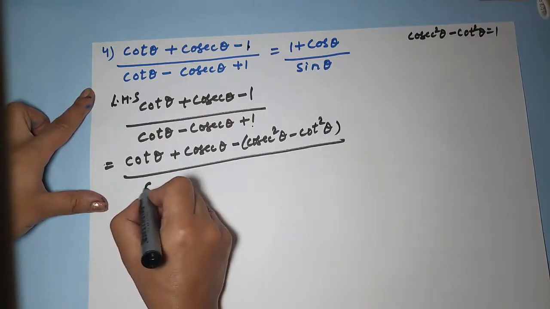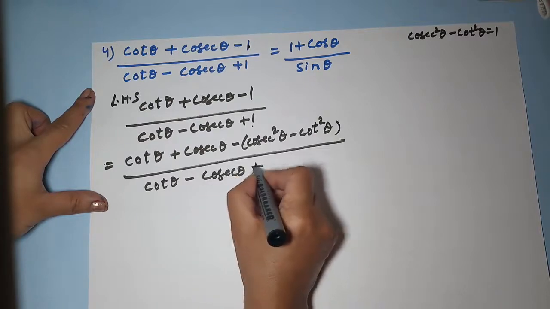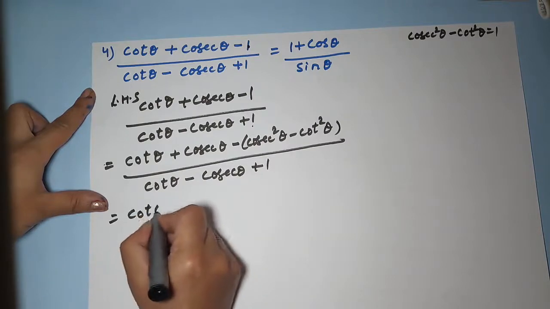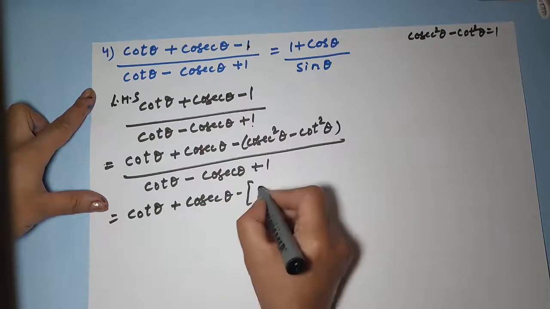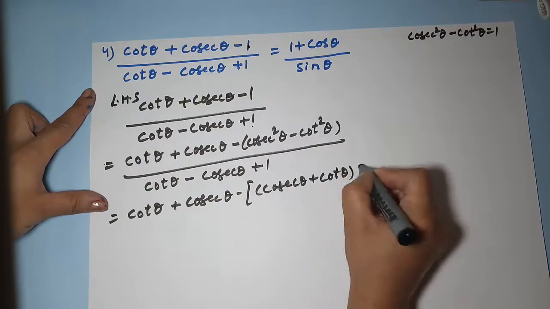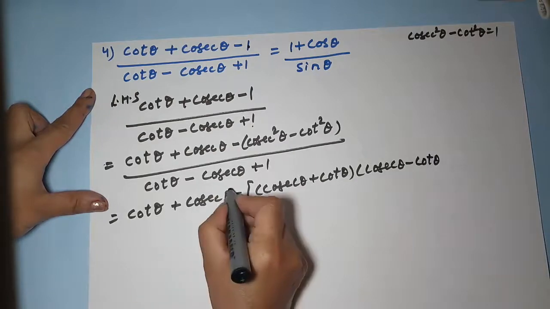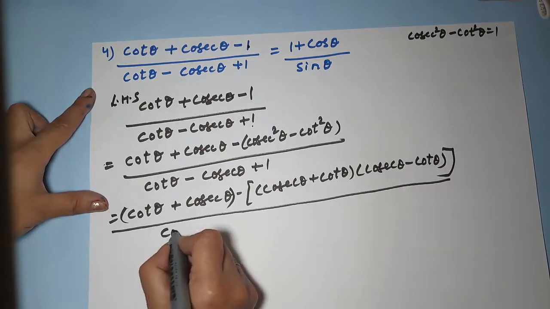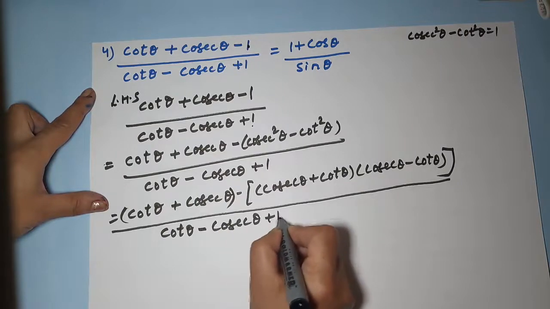Now in the denominator you have cot theta minus cosec theta plus 1. Now what will this do? This will change this. You can write this as, this is a square minus b square. You can write here this as cosec theta plus cot theta into cosec theta minus cot theta, right? And in the denominator you have cot theta minus cosec theta plus 1.